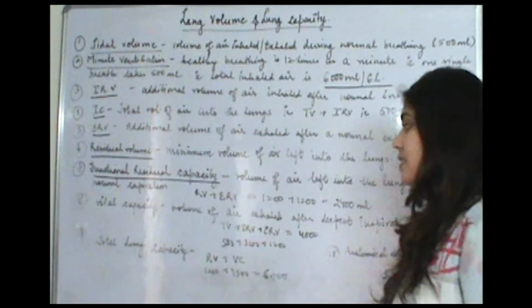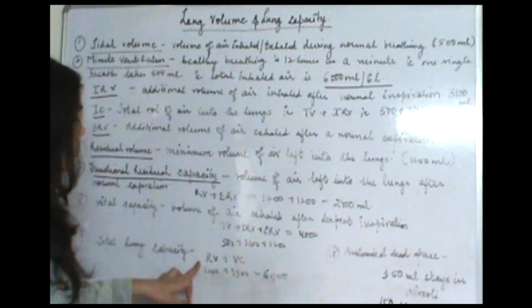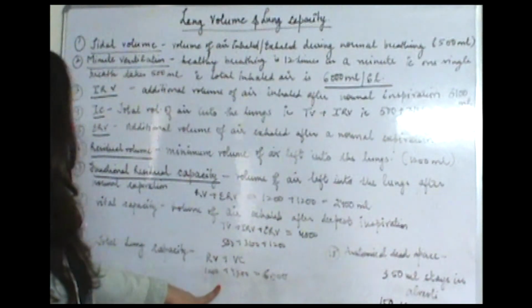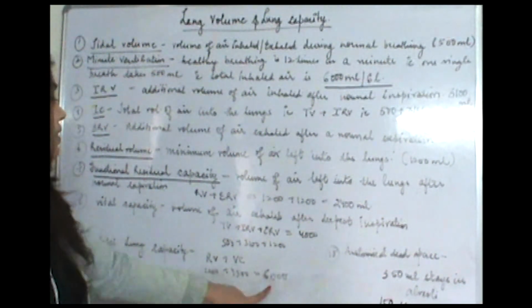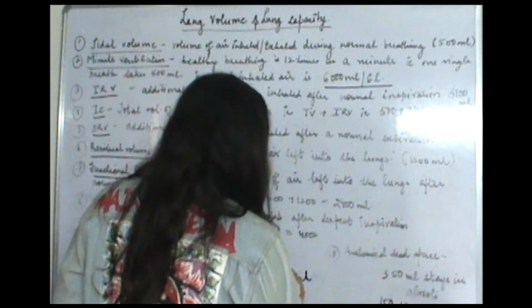Next is total lung capacity, that is the total amount of air which is stored inside the lung, that is residual volume and the vital capacity. Okay, RV plus vital capacity, that is 1200 plus 4800, that's 6000 ml. That is the amount we can hold, 6000 ml.